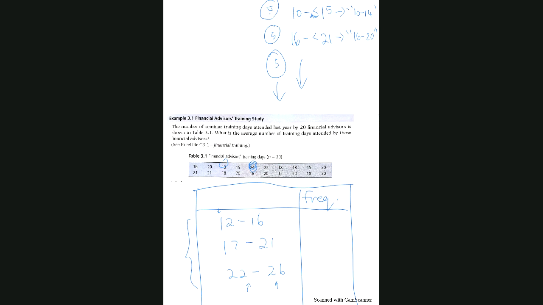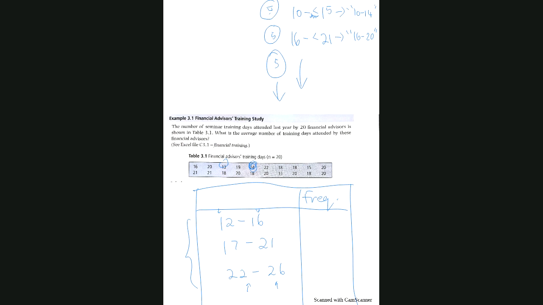So here in the first interval, perfect, Irene. Sorry about that. Okay, so the first interval is 12 up until 16. So what you're going to do now is identify and count the number of values that fall between 12 and 16, including the number 12 and including the number 16.